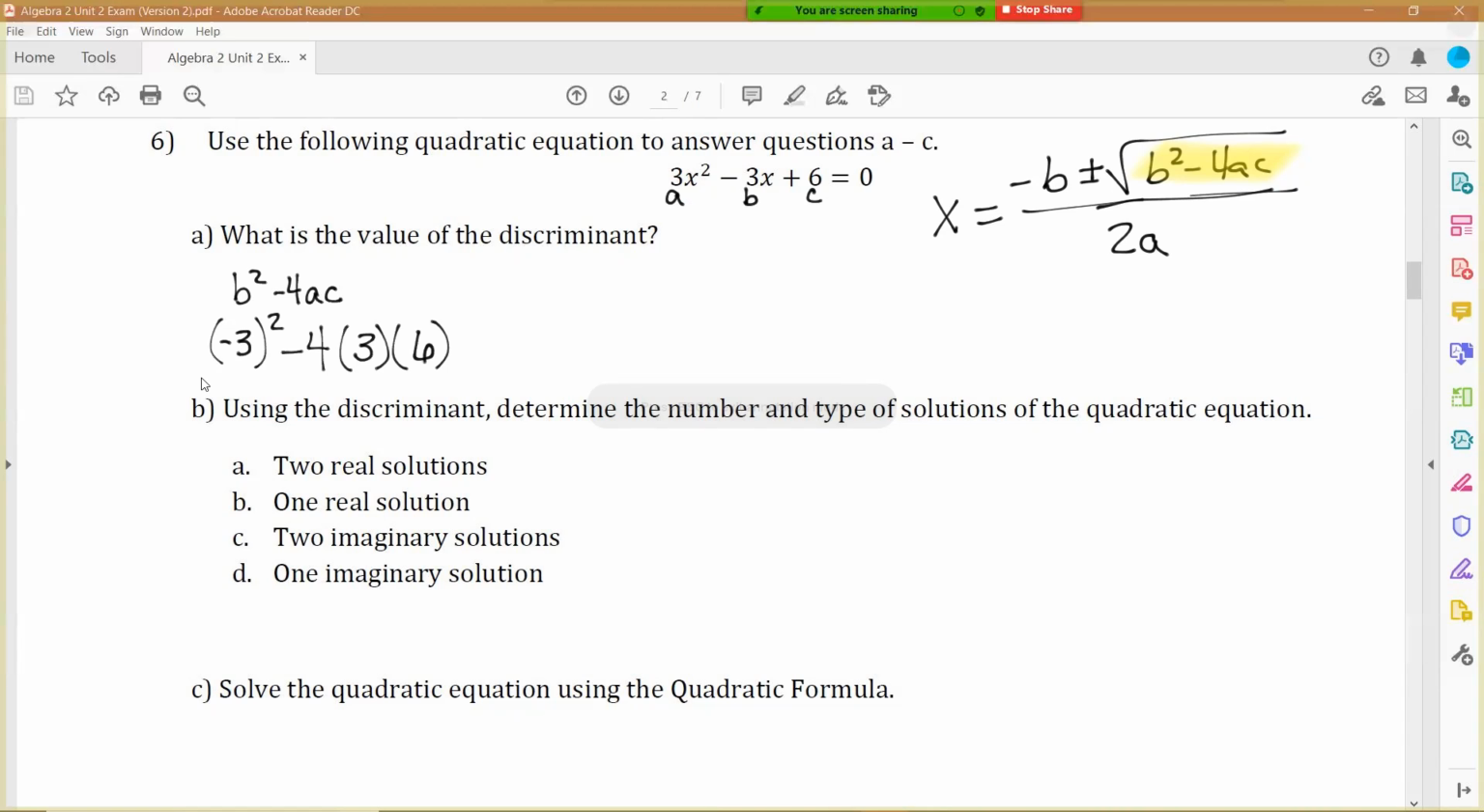So in your calculator, you can type this in just as it's written. Again, make sure it's in parentheses. Everything you plugged in goes in parentheses. So when I typed that in my calculator, I got an answer of negative 63.